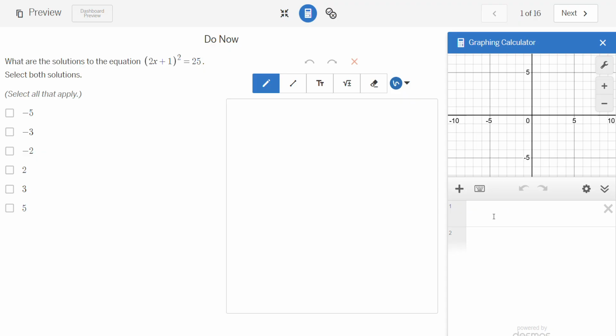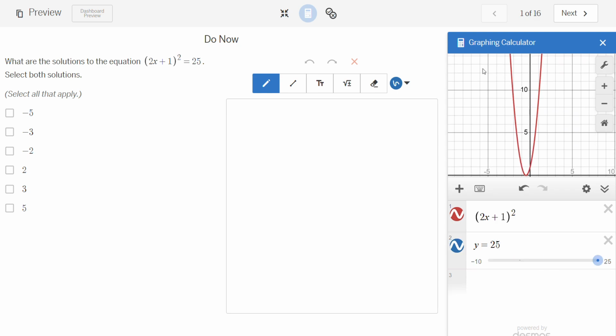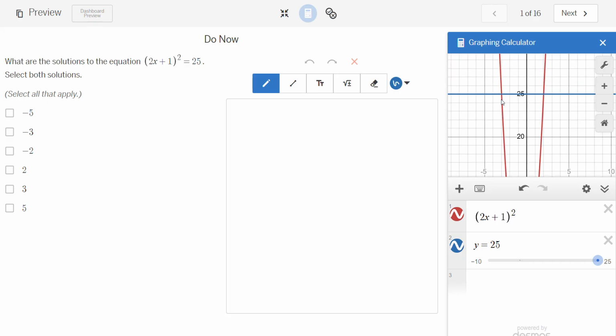Okay, so to be fair, I would honestly put the left side of my equation in Desmos. So that gives me 2x plus 1, and then we're going to square it, and that's our parabola on the left side. Now that's equal to y equals 25. So I'm going to scroll up to my horizontal line, y equals 25, and I'm going to look at where those two lines intersect. Because it's not equal to 0, it's equal to 25.